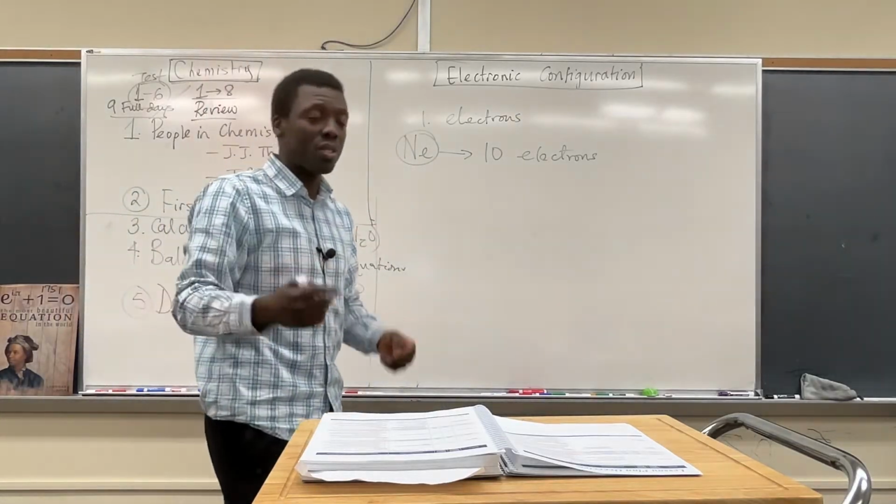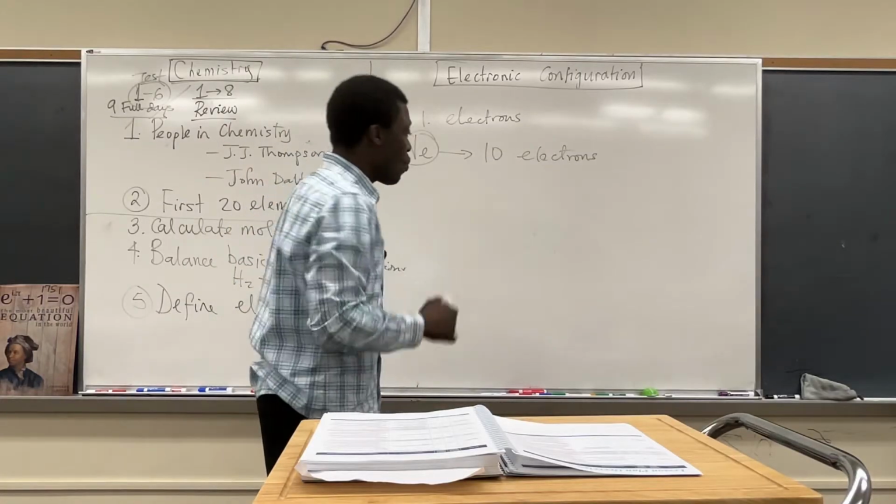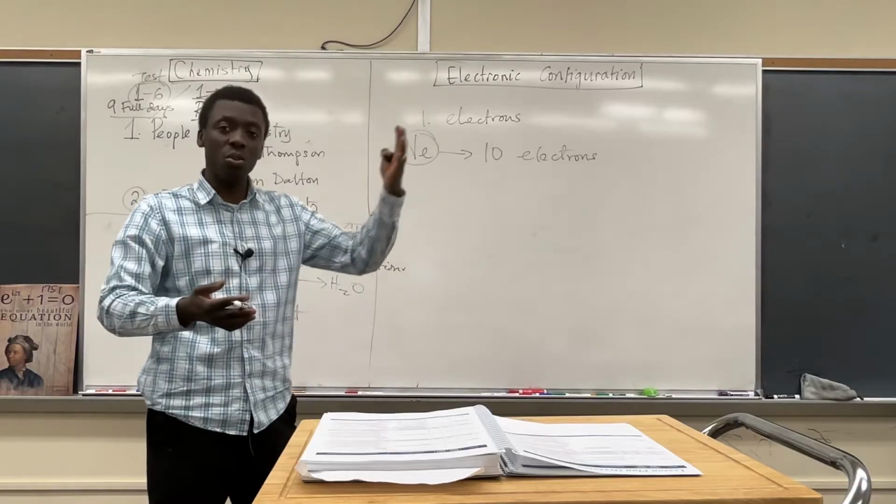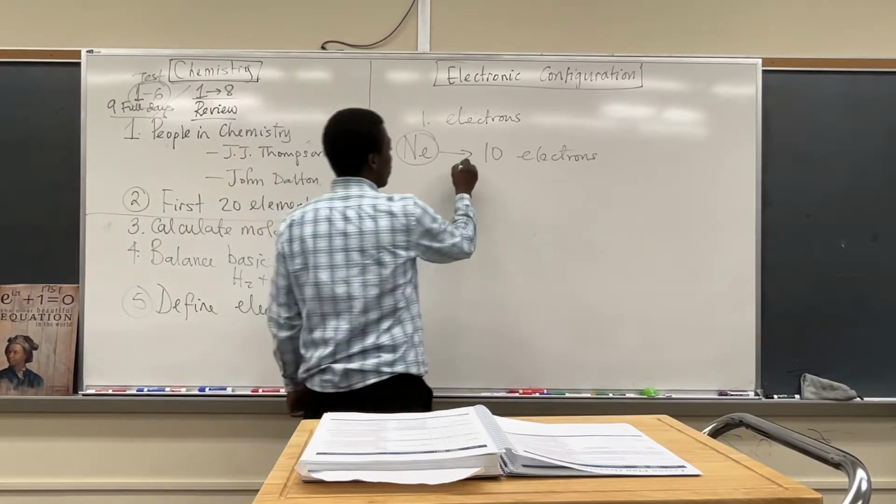This is part of what was discussed in your book. And I'm going to write down one of the rules here. There's something called Hund's rule, and there's something called the Pauli exclusion principle. So here's how it goes.